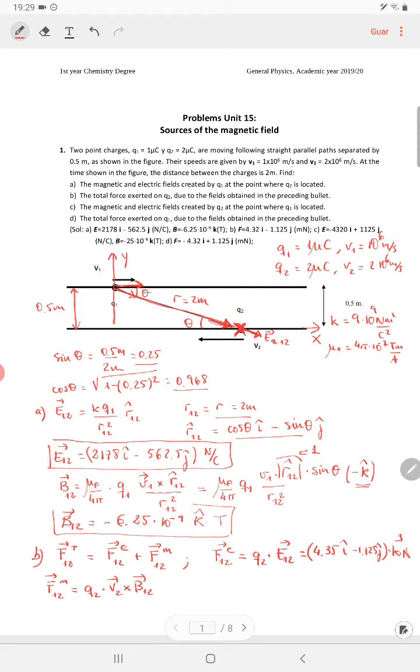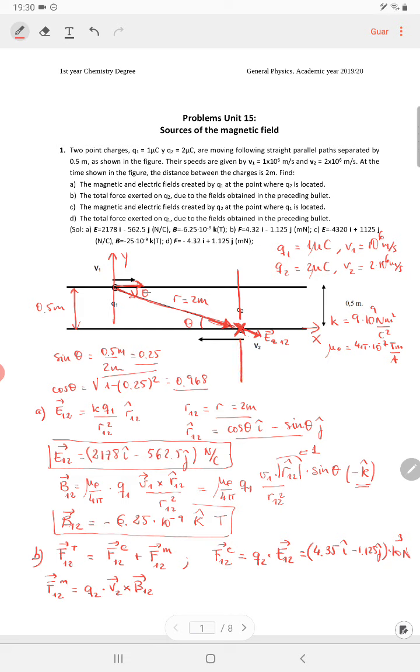So first we can discuss, if you want, the direction of this force. The direction of the magnetic force is going to be perpendicular to both the velocity and the magnetic field. So as it is perpendicular to the magnetic field, it has to belong to the plane of the screen. And as it is perpendicular to the velocity of the second one, it has to be in the direction of the y-axis, okay, so in this direction.